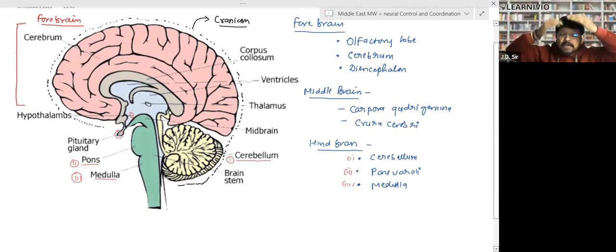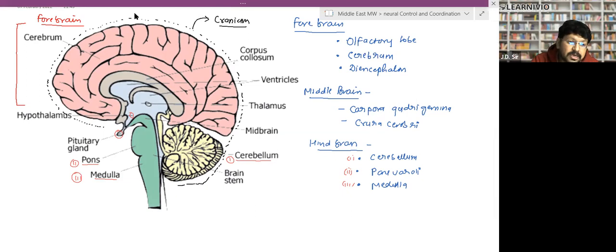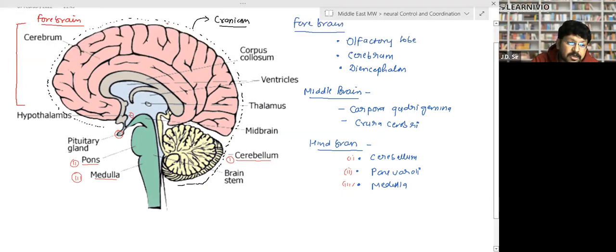Between the cranium and brain there are multiple membranes, right? Collectively, these membranes are called meninges. And what is the composition of meninges? That we will study. Below the cranium is a membrane called meninges, and inside this membrane there is a fluid called cerebrospinal fluid.